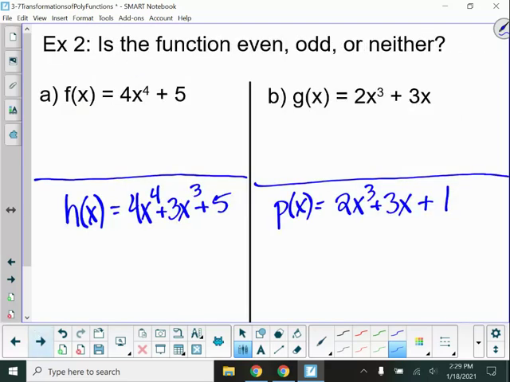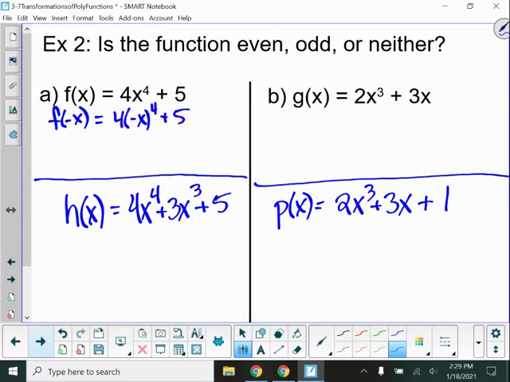Now we're going to look at equations. This is where things can get a little more difficult. So this is something to keep in mind, especially if you don't have a graphing utility and you're not sure what the graph is. So the best thing to do would be to replace your x's with negative x's and see what happens.